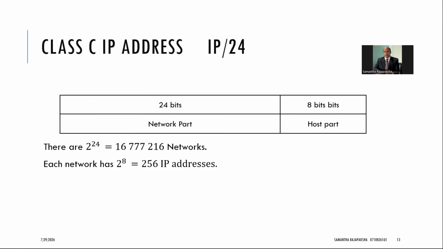Then the class C, 24 and 8. So there will be 2 to the power 24 networks, like 16 million networks. And each network gets how many IPs? 256 IPs. This is the one most of the organizations are using, the class C IP, because they get 256 IP addresses. So then just remember the 3 categories of class A, B, and C. Remember, class D and E are normally reserved for some special purposes. So in general, we use class A, class B, and class C for public IP addresses.